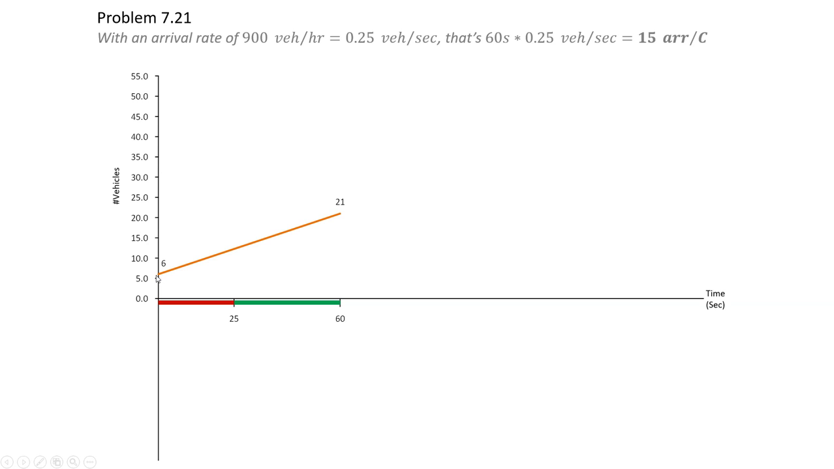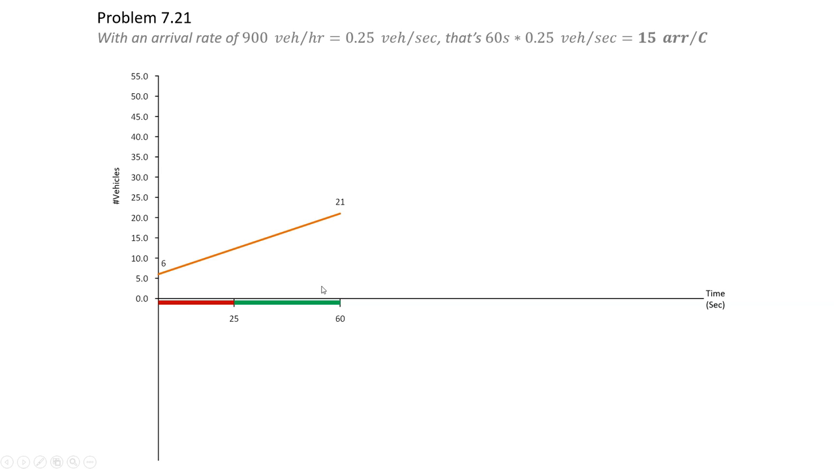And we know what their arrival rate is. 15 new vehicles arrive every cycle, right? So if we did 900 vehicles per hour, that's 0.25 vehicles per second, and in 60 seconds, that's 15 vehicles have arrived. So that's our constant arrival rate. You can say the slope of this is 900, or you could say that each cycle you get 15 new vehicles arriving through there, right? So that's our arrival rate.